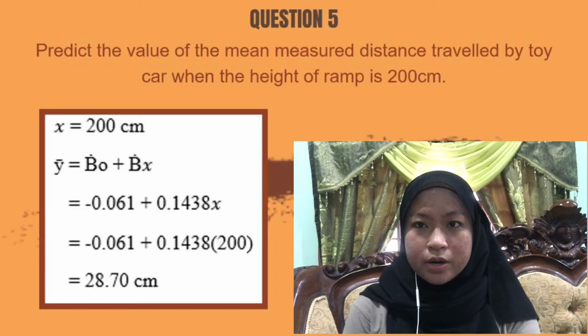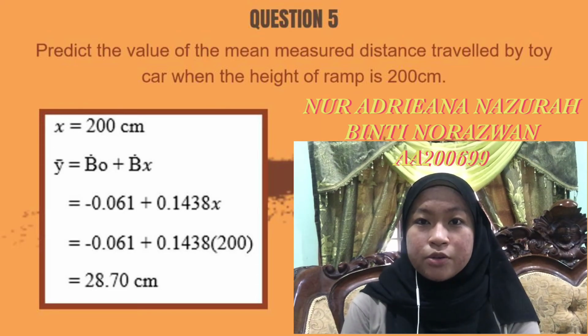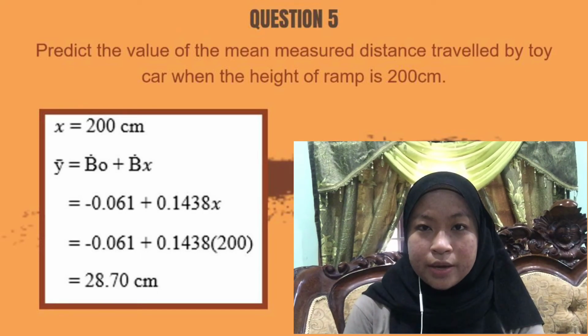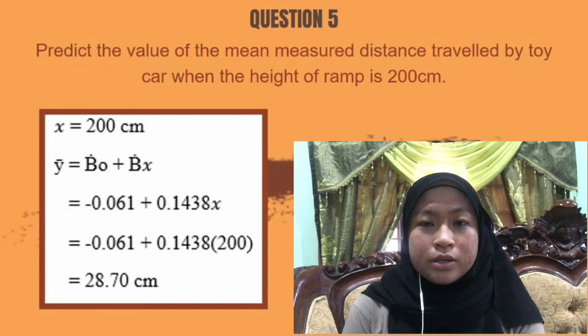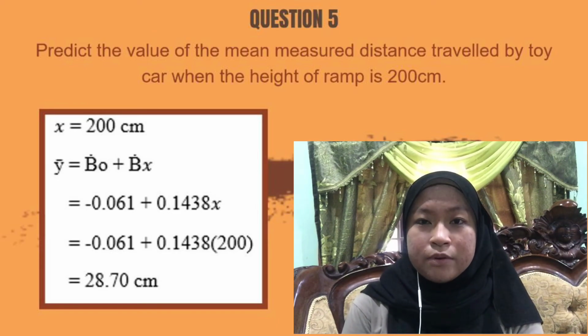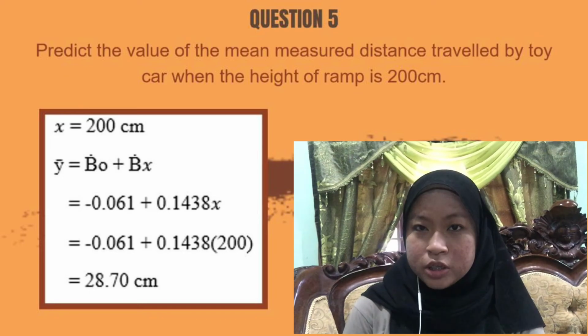Assalamualaikum warahmatullahi wabarakatuh. My name is Nur Adrana Nazura binti Nur Azwan, and my matric number is AA200699. I would like to present the solution of question 5. The question is to predict the mean measured distance traveled by the toy car when the height of the ramp is 200 cm. That means 200 cm is the value of x. We have the regression line from question 4, so we just need to enter the given value x, which is 200 cm, into the equation.